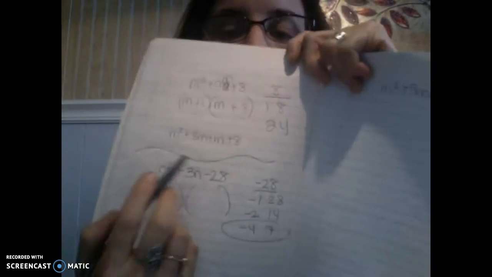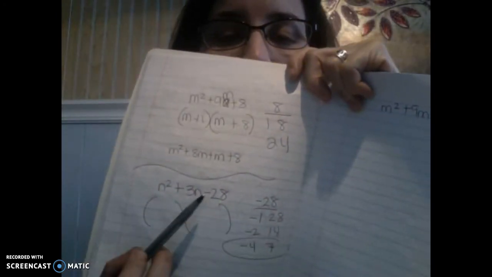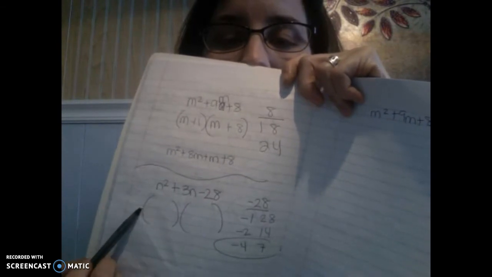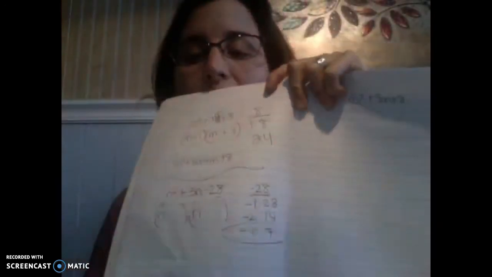So, being that it was an n squared, again I'm going to bring down sets of parentheses. I'm going to bring down my n. N squared means there was an n here and an n over here, so I'm going to put them there. I got an n and an n. And the factors that I picked were negative 4 and 7. So this is going to be n subtract 4 and n plus 7.